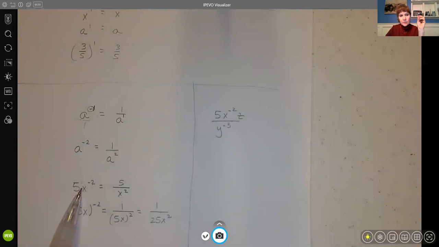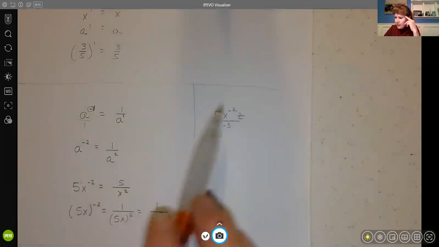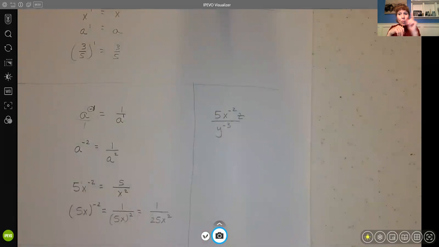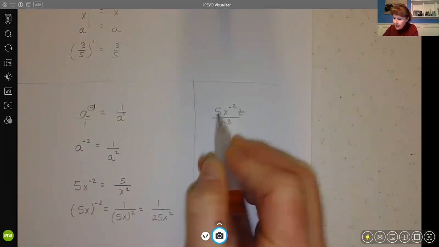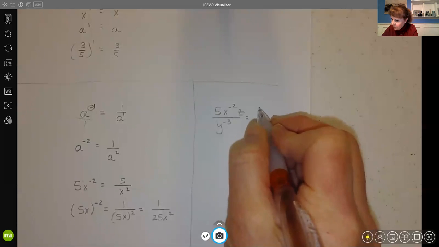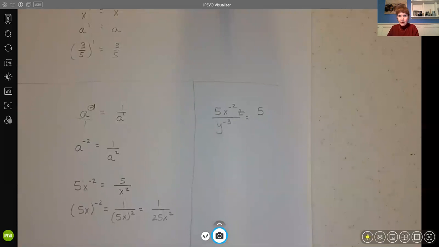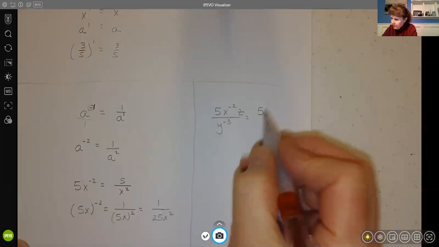It would be more like this one, where everything has its own power. Now let's look at the 5. The 5 doesn't have an exponent that's actually written, so it means it has a 1. It's 5 to the first. Because it's 5 to the positive 1, it's going to stay. So the 5 stays. I have enough room to write it on the side here. Okay, I'm going to draw my bar.